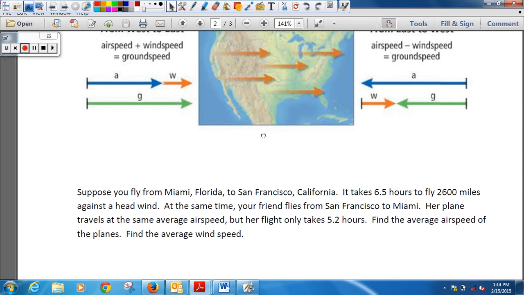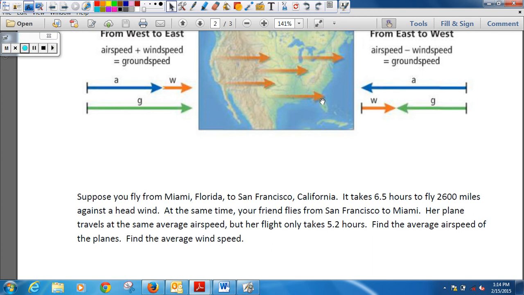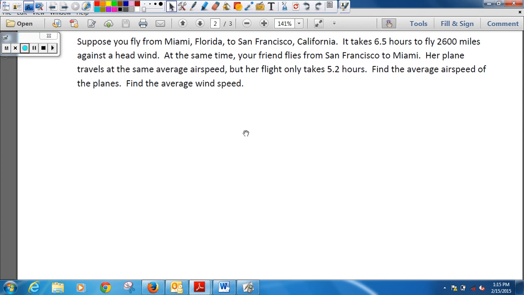So the following says, suppose you fly from Miami, Florida to San Francisco, California. So from Florida to California, the winds are going against you, so it would slow it down. At the same time, your friend flies from San Francisco to Miami. So she's going the same distance, but this time the wind is helping her to get there. Her plane travels at the same average airspeed, but her flight only takes 5.2 hours. So it shortens it because it makes the plane go faster. Find the average airspeed of the plane. Find the average wind speed.